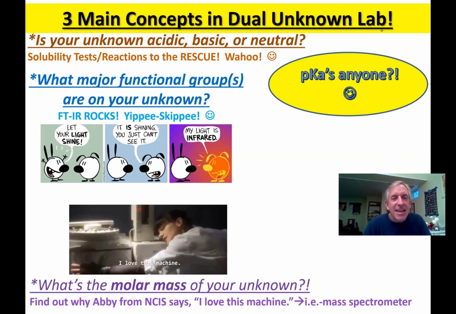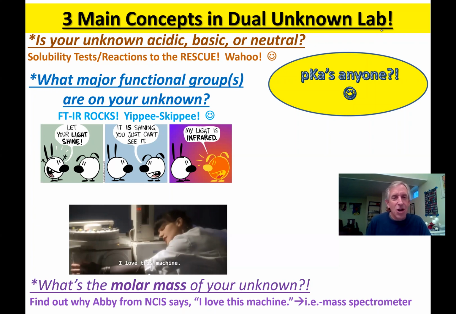And last but not least, we're going to venture into what Abby from NCAS calls, I think, her favorite instrument. It is called a mass spectrometer, and you will be getting a mass spectrum from this instrument. The number one goal of this instrument and the mass spectrum is that it will give you the molecular weight of your unknown.